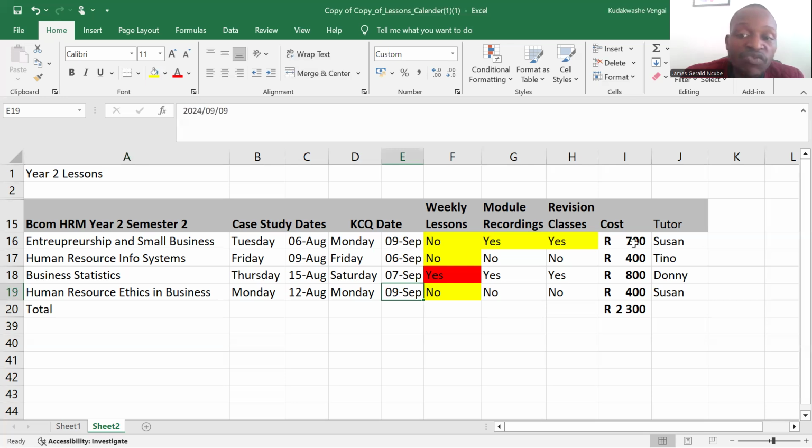I've indicated the cost for each module here in terms of the assistance that you'll be getting. Please make sure that you contact us and join through if you are interested.